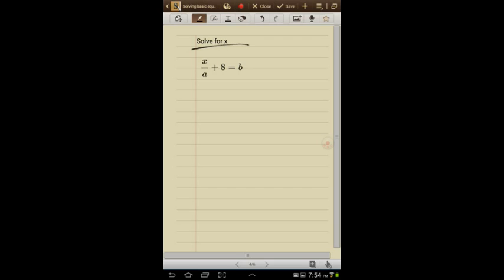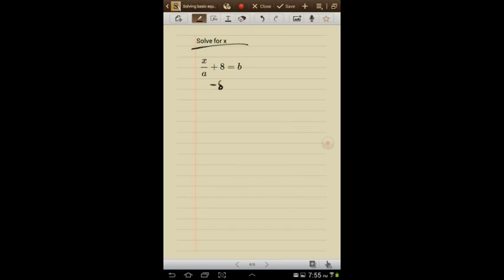First x is divided by a, then 8 is being added to it. If these were all numbers, what would be the first thing you would take care of? Well, you'd subtract the 8 to the other side. So those cancel. We still have x divided by a. The only difference is you can't simplify b minus 8, so you just have to leave it as b minus 8. Alright, x divided by a. You have to multiply a to both sides.